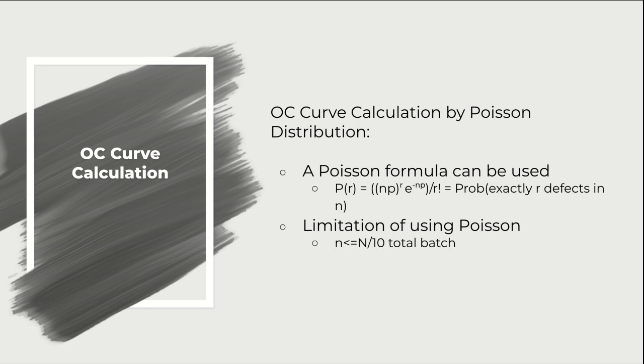So OC curve calculation by Poisson distribution. The Poisson formula can be used to calculate an OC curve. And essentially what it gives you is the probability of exactly r defects in n. And there is one limitation of using Poisson for calculating OC curves, and that is your n, which is your sample size, has to be less than or equal to your total batch size divided by 10.